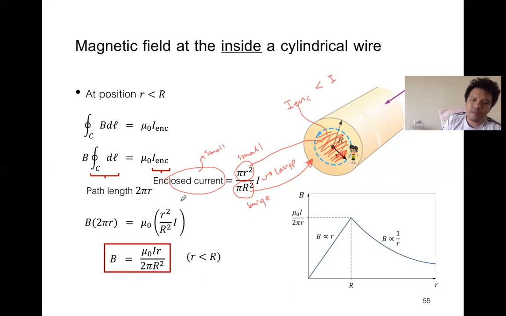From that relation we use Ampere's law again. We multiply B by the path length, and then if the r cancels with r squared, we have that B is proportional to r inside. So if I divide the region into inside and outside, the magnetic field within the wire is proportional to r, and the magnetic field outside the wire is inversely proportional to r.